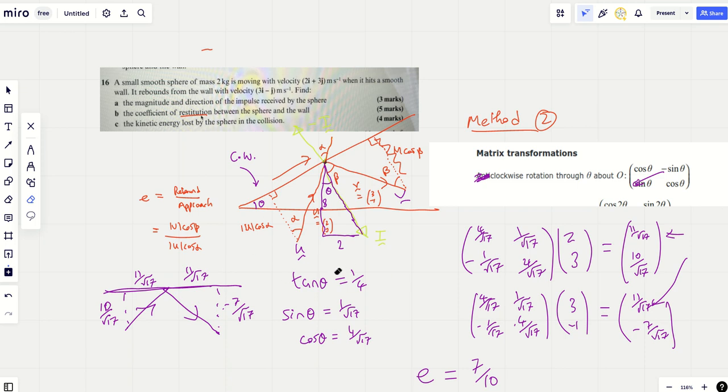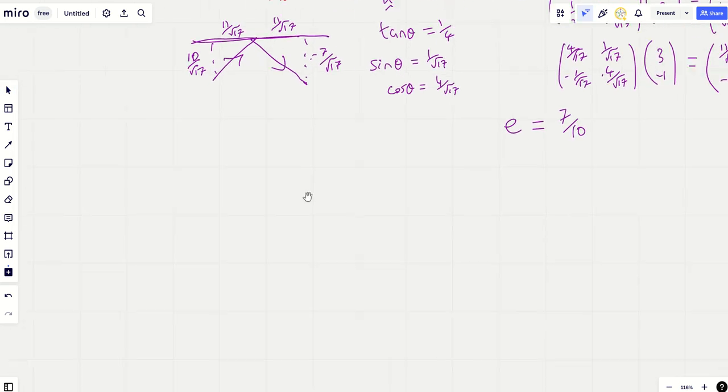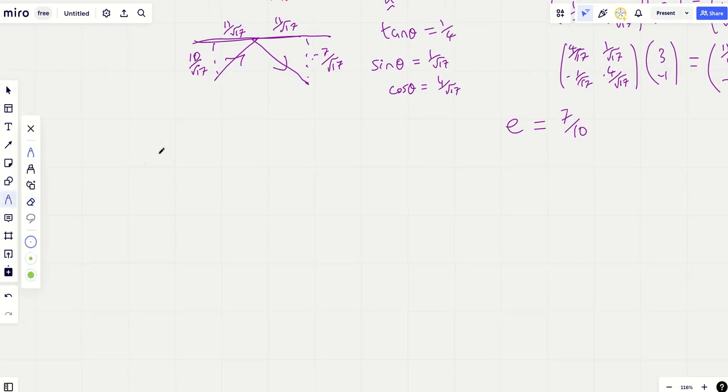Okay, the last way of doing things. I just like this method. It's a crazy method. I'm going to draw it all out again. Okay, this is complex numbers. And it's not as bad as you think.